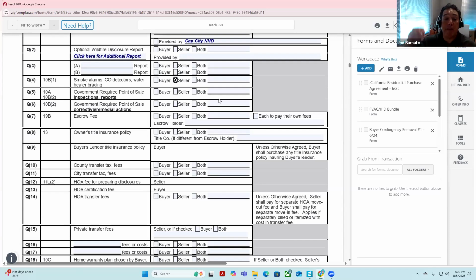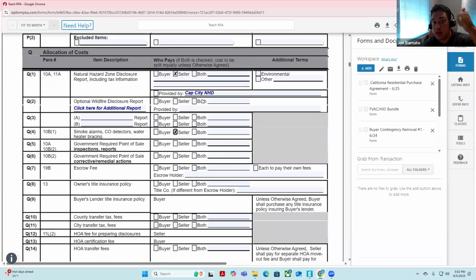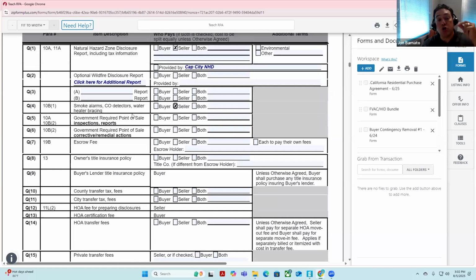Government required point of sale inspection reports. This is for if a jurisdiction has its own requirement, what we call retrofit requirements. We know the state has water heater, smoke detector, and CO detector retrofit requirements. There are some local jurisdictions that have point of sale requirements as well.